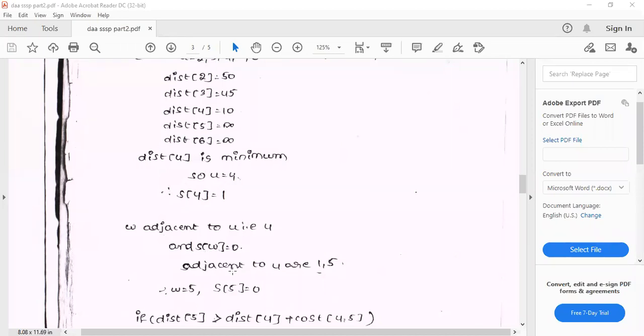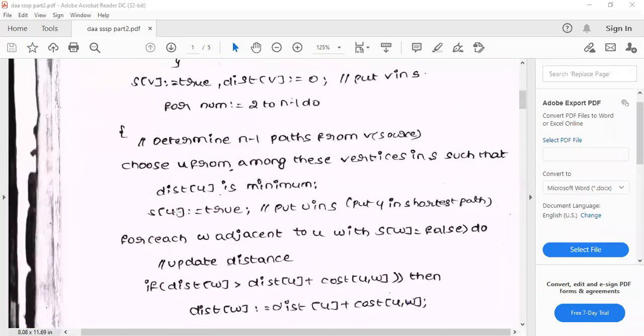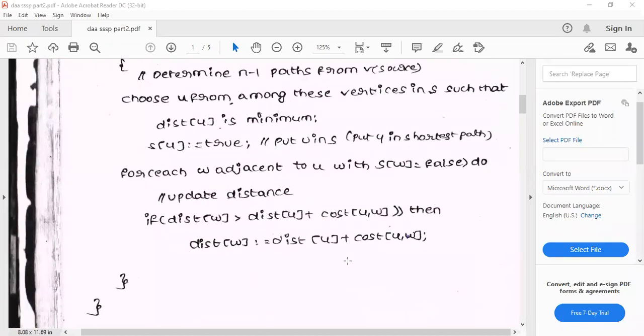The adjacent vertices to the fourth vertex are 1 comma 5. Here U equals 4, suppose we are starting here as the shortest path. For each W adjacent to U, you are selecting the adjacent vertex of the fourth vertex; for the adjacent vertex with S of W false, update the distance.